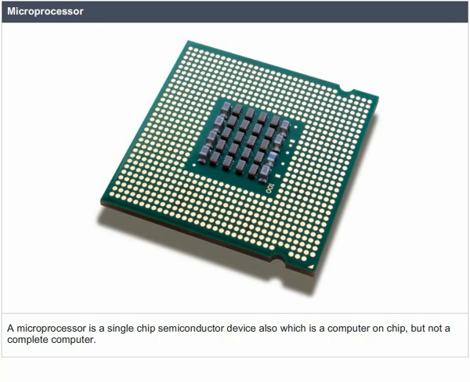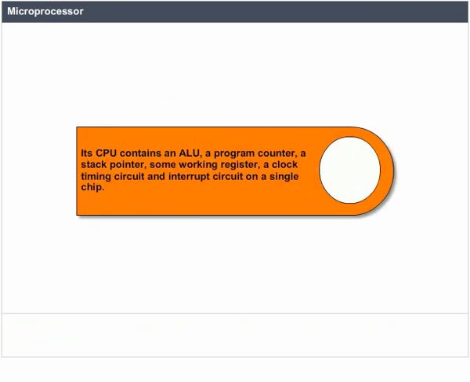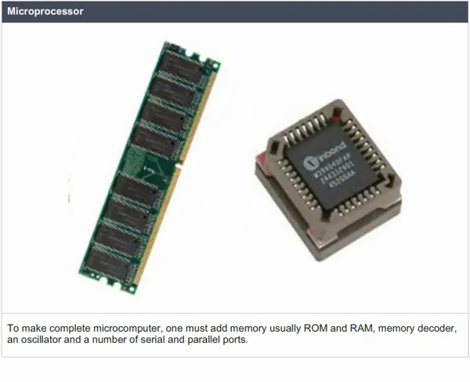Microprocessor. A microprocessor is a single chip semiconductor device, also a computer on a chip, but not a complete computer. Its CPU contains an ALU, a program counter, a stack pointer, some working registers, a clock timing circuit, and an interrupt circuit on a single chip. To make a complete microcomputer, one must add memory, usually ROM and RAM, a memory decoder, an oscillator, and a number of serial and parallel ports.